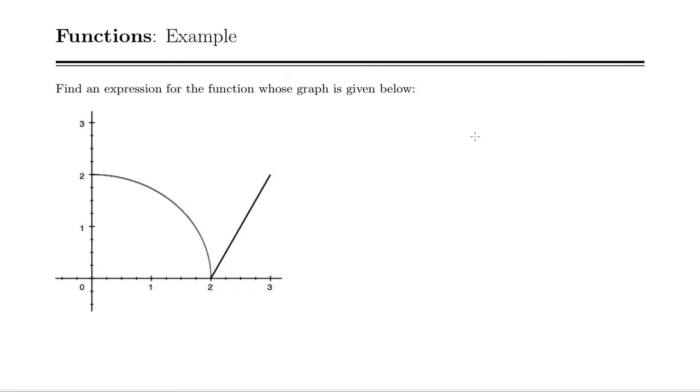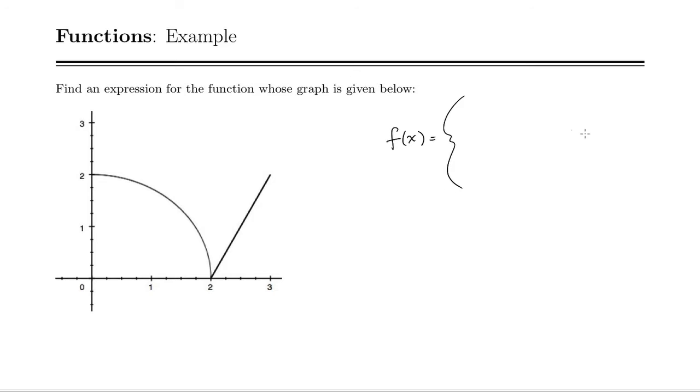We want to write the expression for the function for this graph. Now this function clearly has two distinct parts. Okay, we've got this circular portion and then this line. And so this is going to be a piecewise function. Okay, so we've got f of x equals, and then we've got two different definitions here.